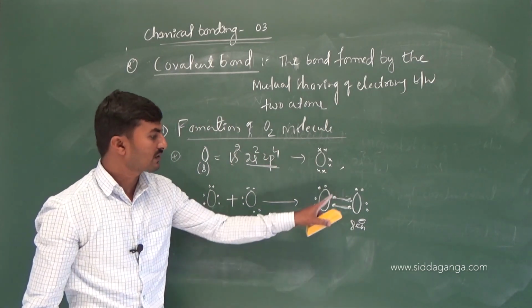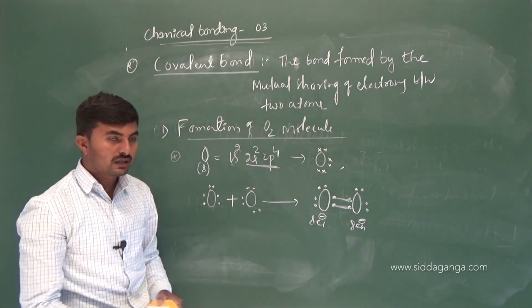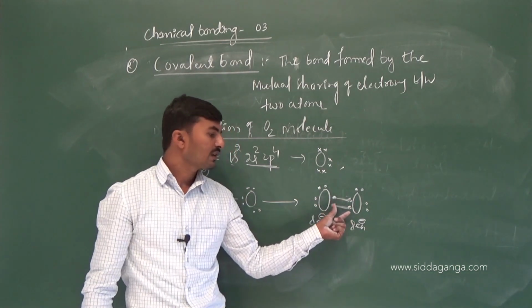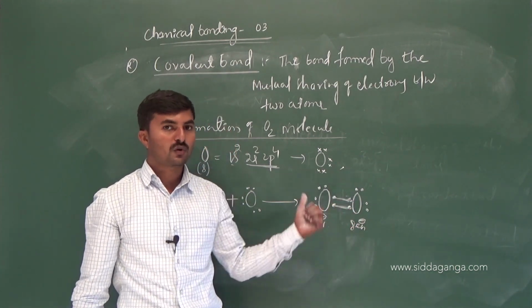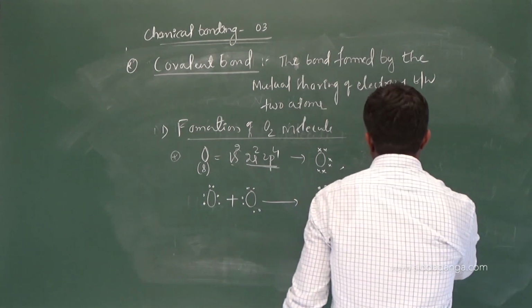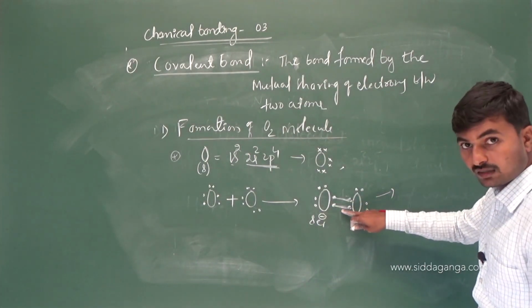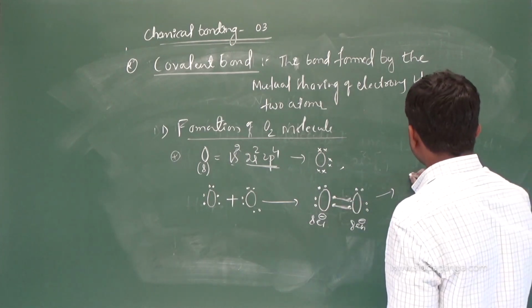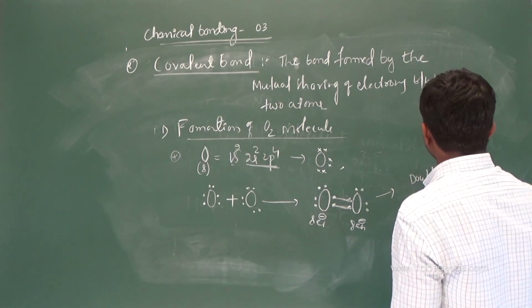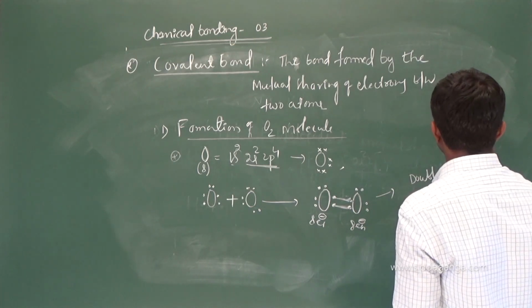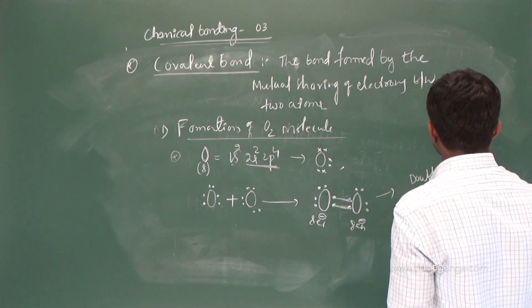That means they attain the stable electronic configuration. Here, how many electron pairs are utilized for the formation of the bond? Here we have 2 electron pairs. This is one electron pair, this is another electron pair. That is why this is an example of a double covalent bond.